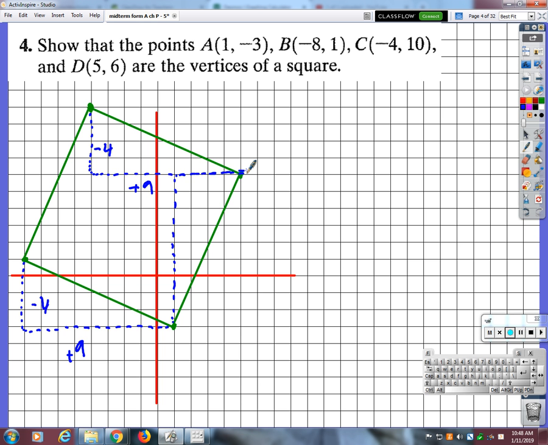Yeah, good. Way to come in late, sit down, and nail the tough question. Yeah, it's the opposite. This is up 9 and over 4. And then if you do the slope between these 2 points, that's the same thing. So it is a square. Yeah, if any one of those numbers was not a 9 or a 4, then they wouldn't be parallel, the segments wouldn't be congruent, and then it would not be a square. Okay?